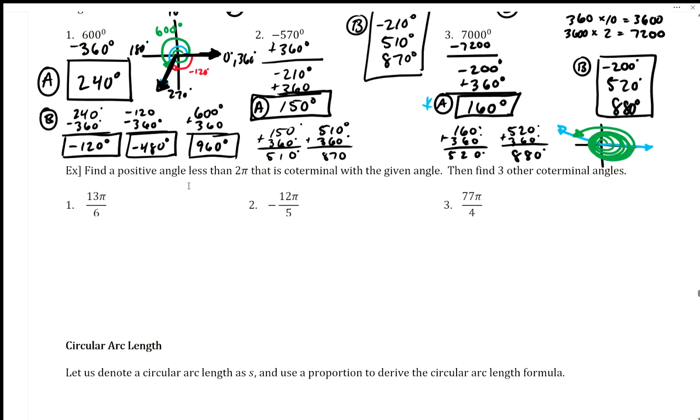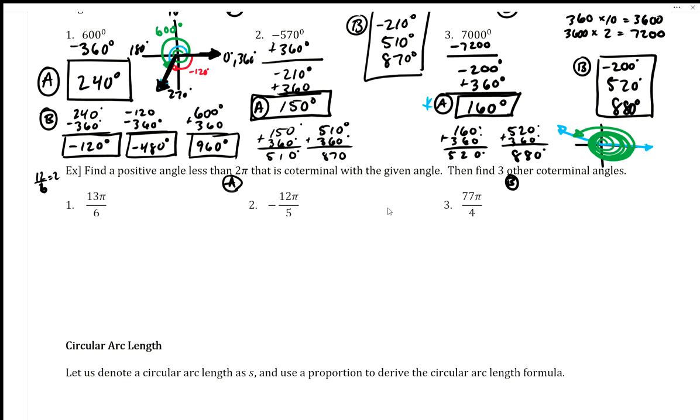All right, so let's find these. Find a positive angle less than 2 pi, and then find 3 others. Okay, so kind of like the previous video, we have 2 parts, A and B. Okay, so 13 over 6. Notice 13 over 6, I'm going to estimate it. Notice 12 over 6 is 2. Okay, so that's the coefficient part. So 13 over 6 is a little bigger than 2.